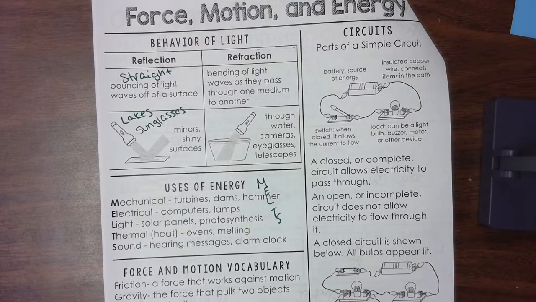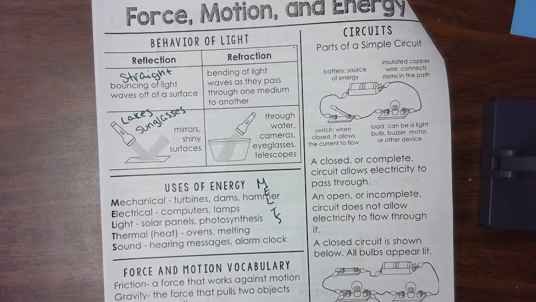Electrical, that's your computers, lamps, anything that requires a wire and a battery source. Electrical, remember, just has energy running through it from a power source, like a battery or the sun. Let's talk about light energy. Light is light coming from the sun.